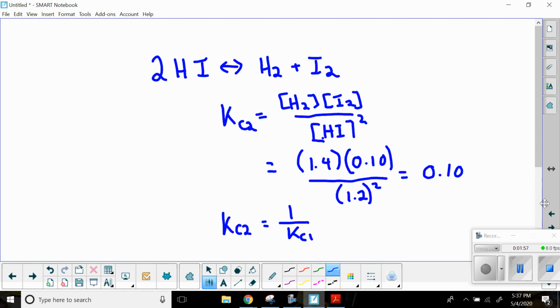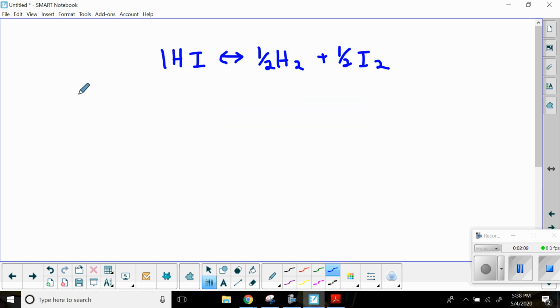which I'll call KC1. Now what happens if I decide to cut the concentration of my reactants and products in half? I can express this by cutting the coefficients in half in my balanced chemical reaction. And by doing that and using the original concentrations, I will find that my new Kc value is going to be the square root of the original, or KC2 in this case.